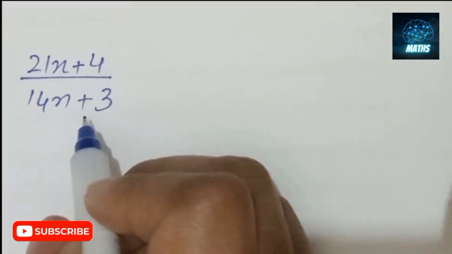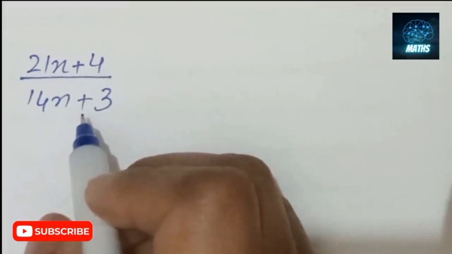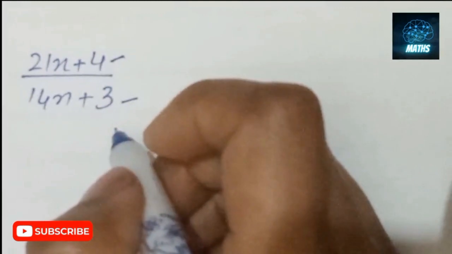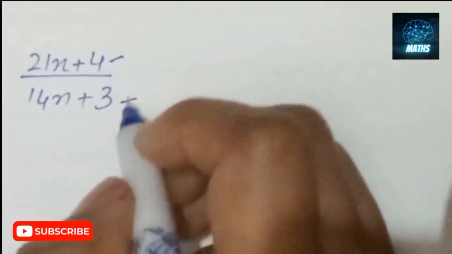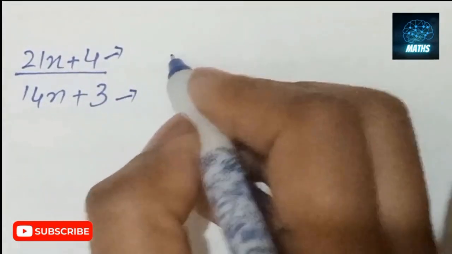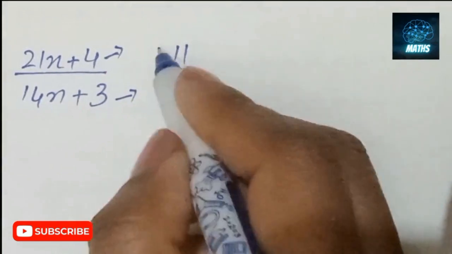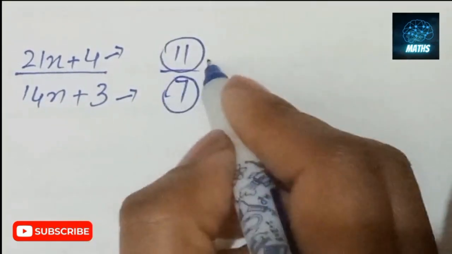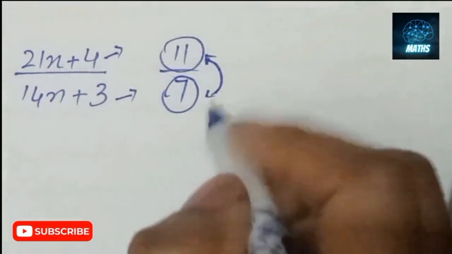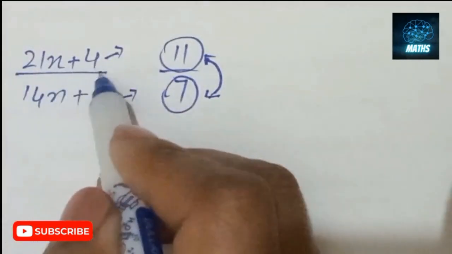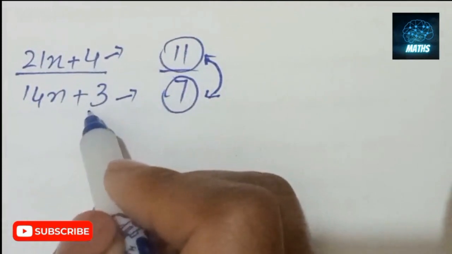To prove this fraction is irreducible means to show that the denominator and numerator have no common factors other than 1. In other words, they can't be reduced further. I can take an example for this. If I take 11 by 7, that is a fraction. This means that there is no common factor which divides both 11 and 7. So 11 by 7 is irreducible. This is what we need to prove, that 21n plus 4 over 14n plus 3 is an irreducible fraction.